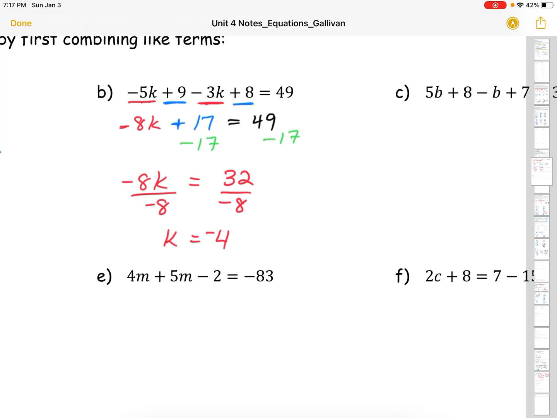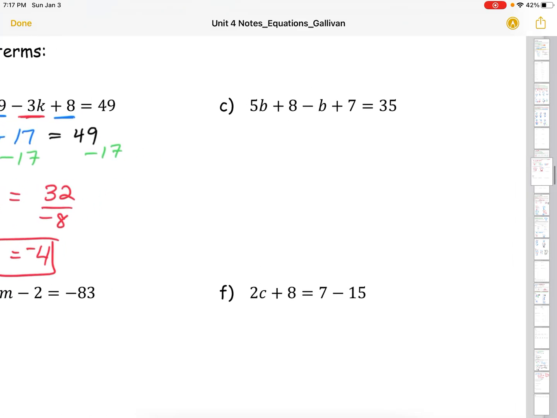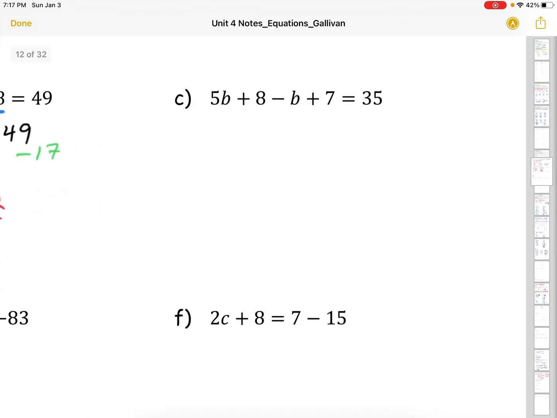Oh, and it's actually divided by negative 8, so it's negative 4. So don't forget the negative signs like I almost did there. Okay, let's do the next one.